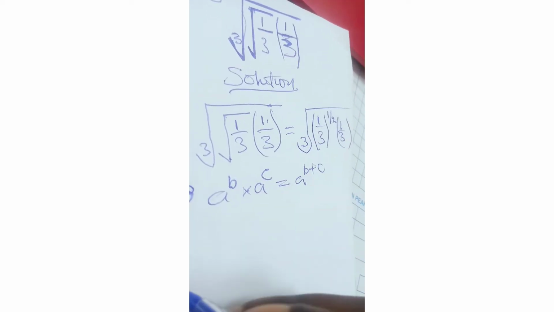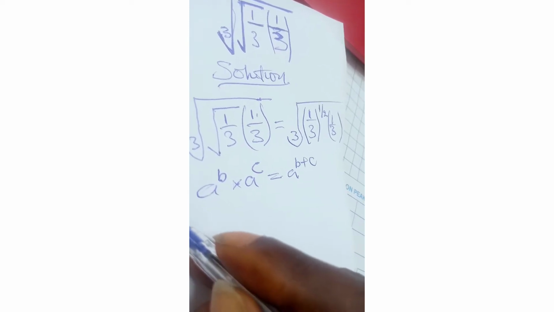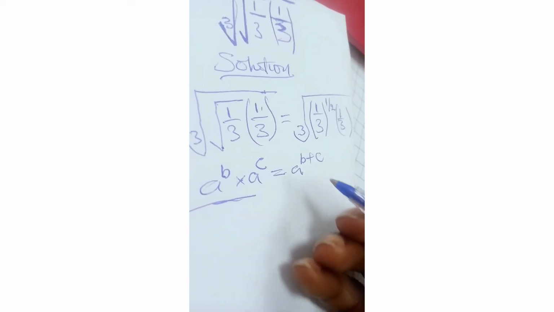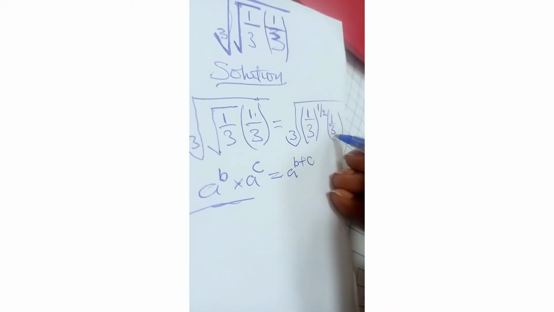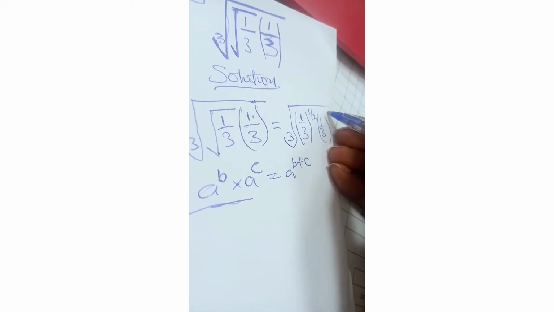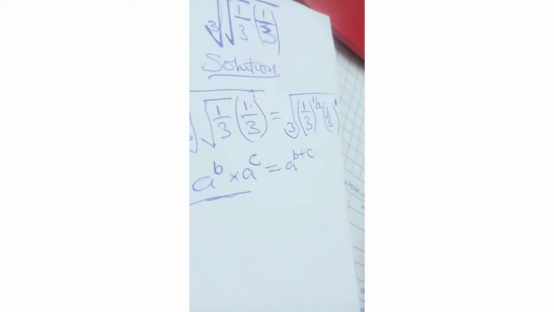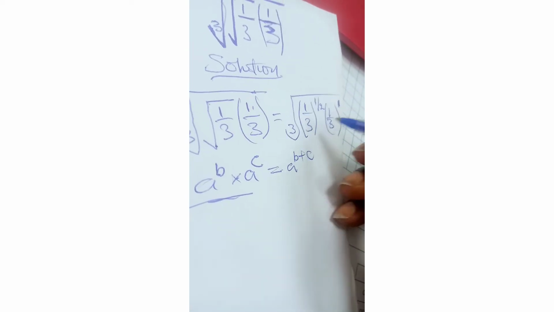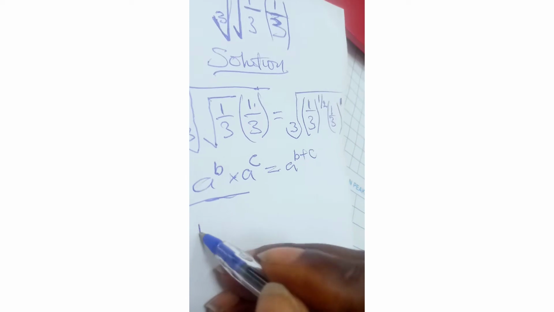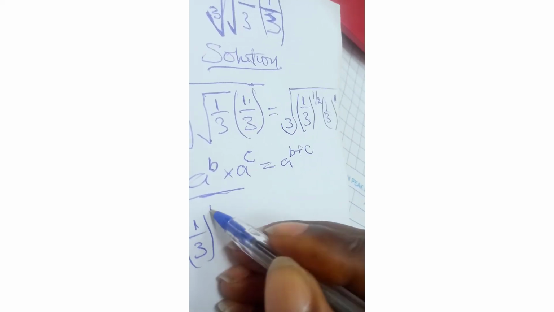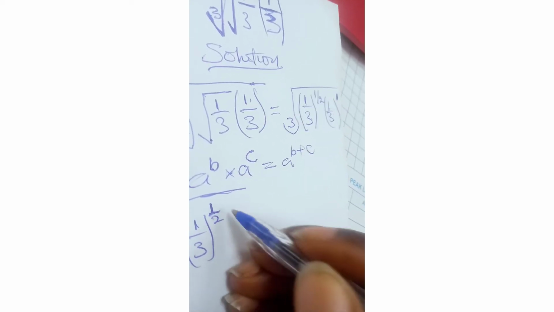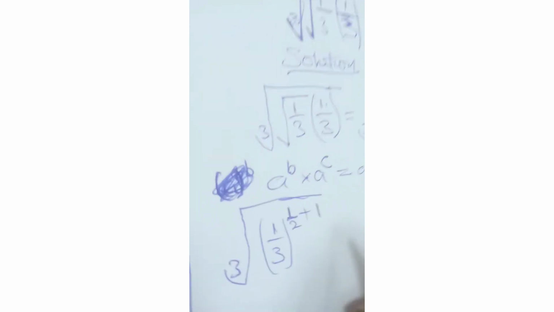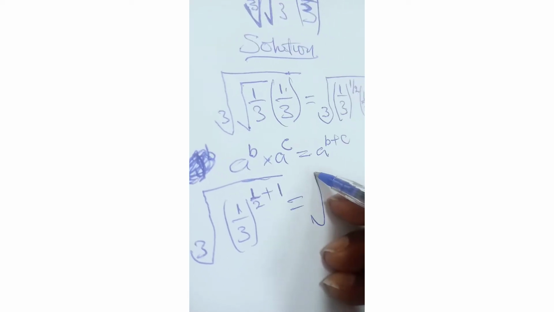Now, come back to this. We have the cube root. We rewrite the cube root. Then, since we have 1/3 here and 1/3 here, remember, on this 1/3 we are having a power of 1. There is an invisible 1 on it. Since the bases are equal, we pick 1/3, then we add the powers together. The first power is 1/2 plus the second one, which is 1.